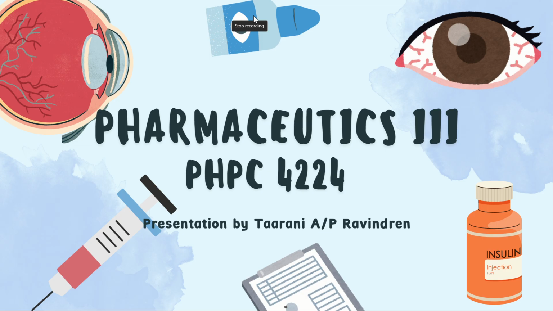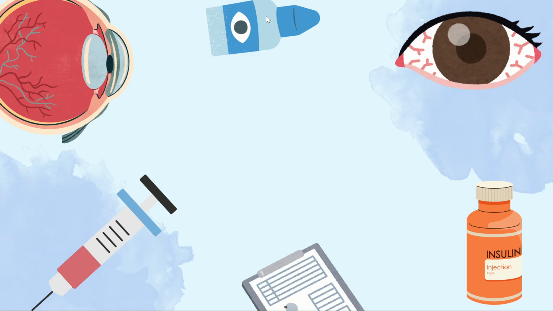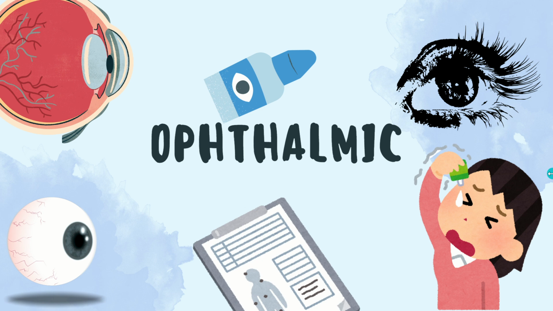Today, I will be presenting my assignment on two types of pharmaceutical products, which are ophthalmic products and parenteral products. First, ophthalmic products are sterile preparations used for application to the eye, while parenteral products are sterile preparations administered into the body through injection.